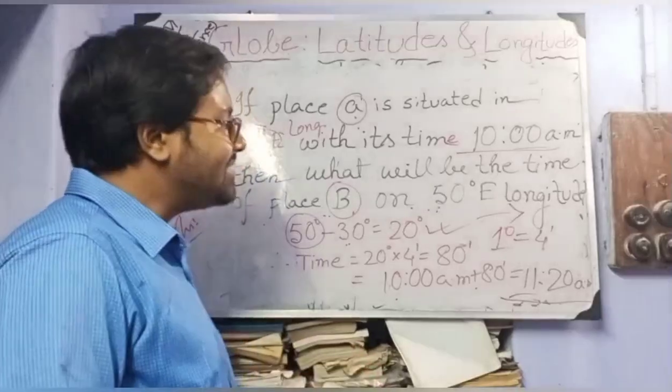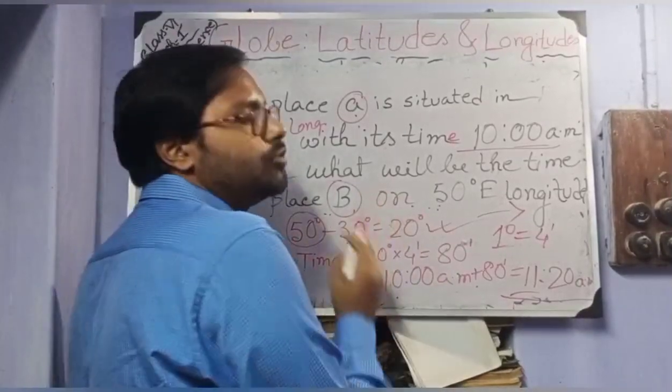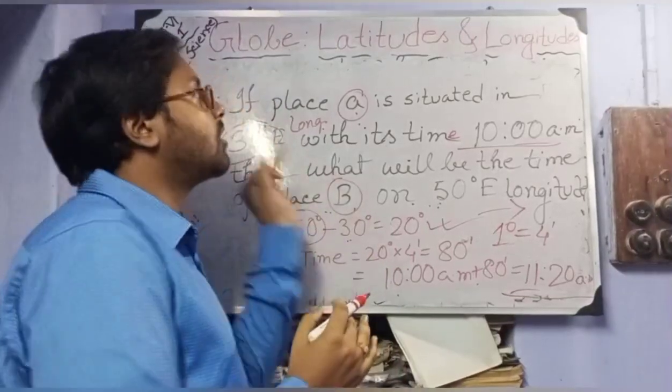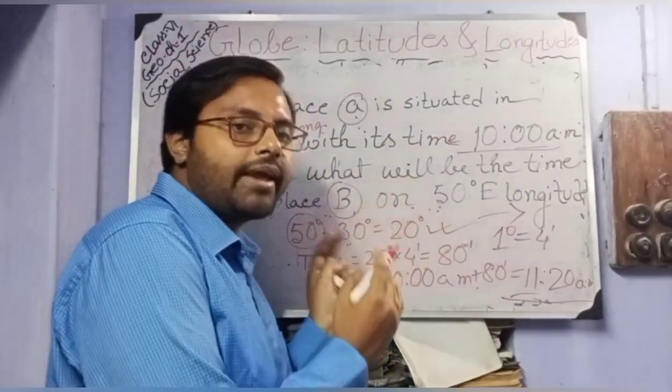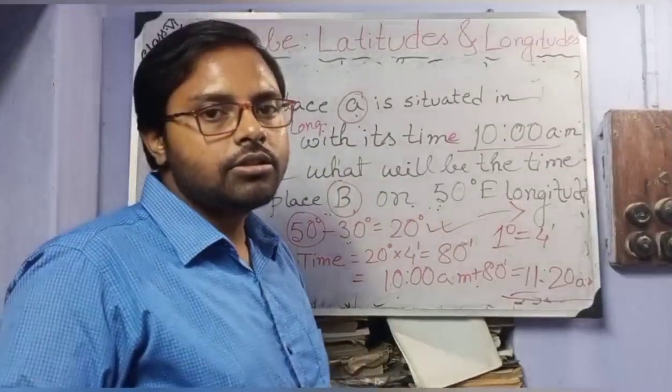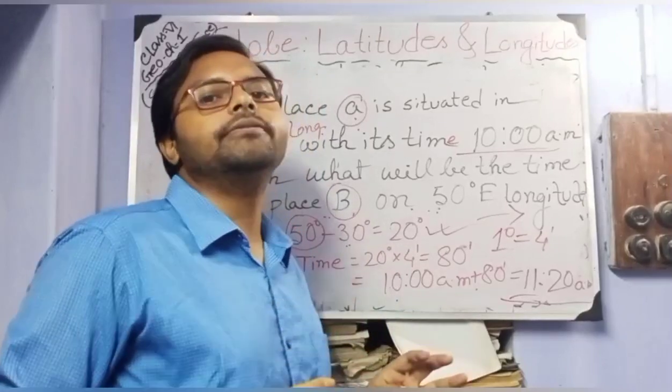Clear? Thus we calculate the time zones through longitudes, and thus the globe, latitudes and longitudes help us to know the location and to identify the time zones of the world.